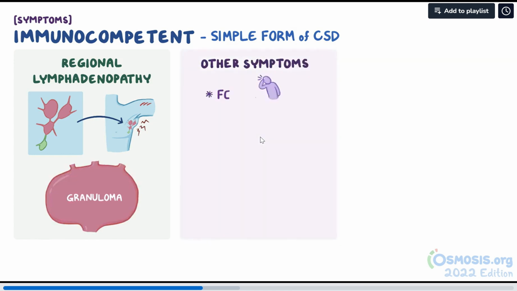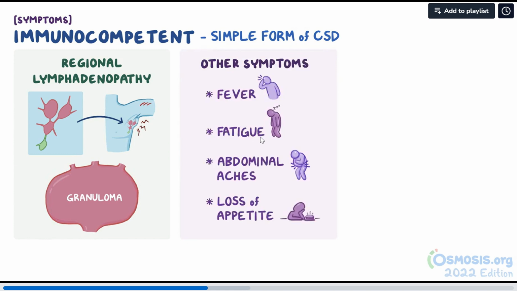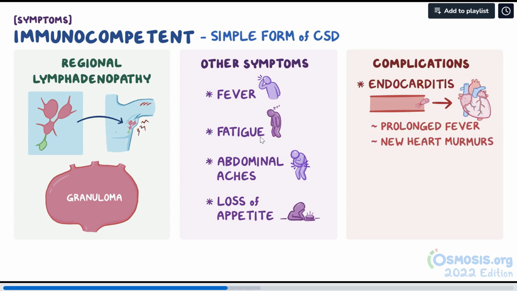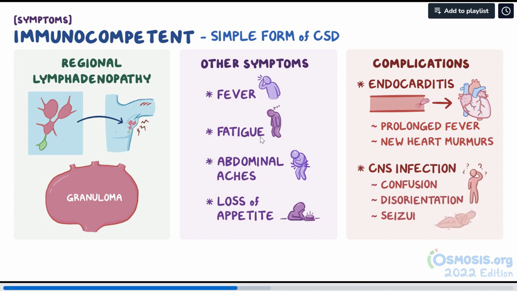Other symptoms include fever, fatigue, abdominal aches, and loss of appetite. Additional symptoms may appear when the bacteria spread to the bloodstream, and from there to different organs, causing complications. For example, if it reaches the heart, it may cause endocarditis, and signs include prolonged fever and new heart murmurs on physical examination. Alternatively, if bacteria infect the central nervous system, there may be confusion, disorientation, and seizures.